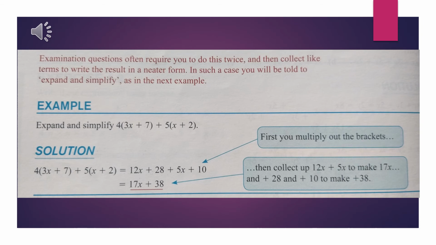Sorry, I made a mistake. Plus 10. And 12x plus 5x becomes 17x. 28 plus 10 comes to 38. Then that is collecting 12x plus 5x to make 17x, and 28 plus 10 to make plus 38.